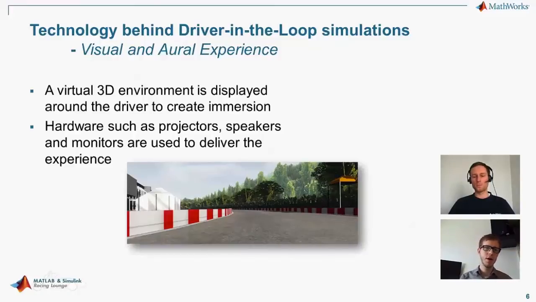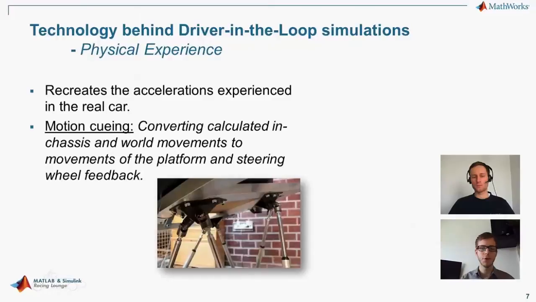But the second half is the physical experience. Here you have a platform which essentially tries to recreate the accelerations experienced in the real car. The way you do that is by having the platform move based on the inputs, both the in-chassis movements, such as roll and pitch, but also world movements such as the lateral acceleration from cornering, these sensations that the driver experiences in the real car.